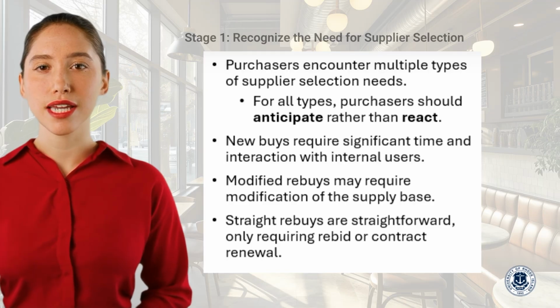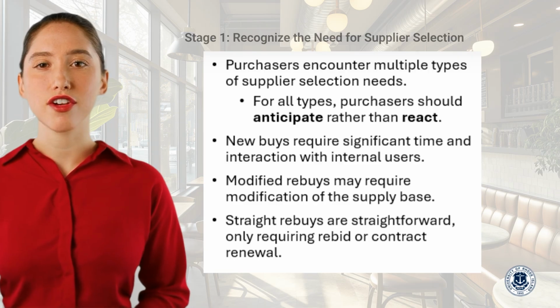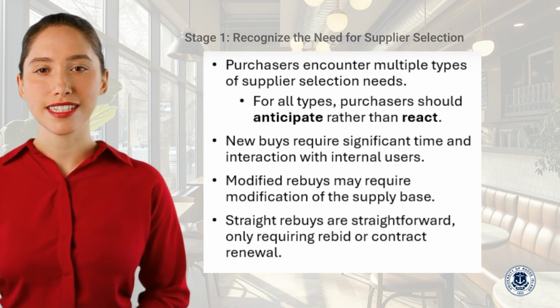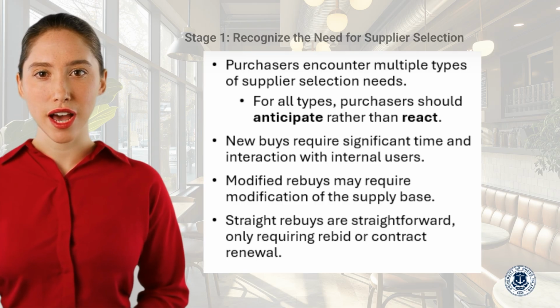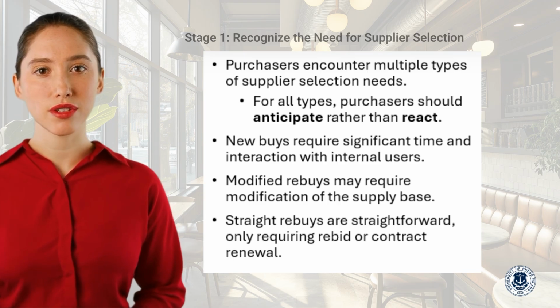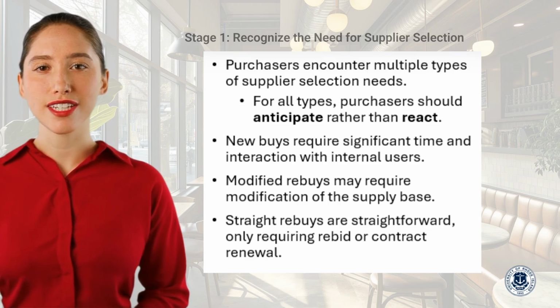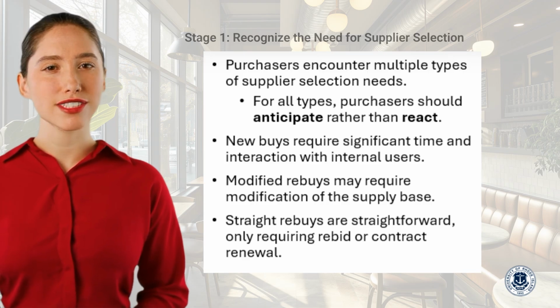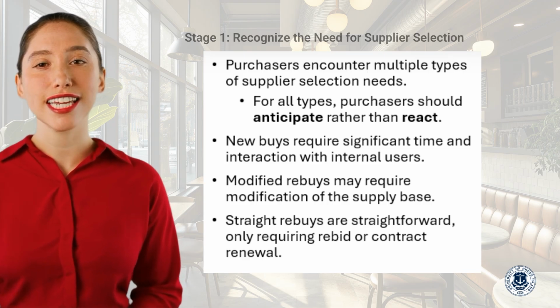Supplier selection begins when an organization recognizes a sourcing need. This could involve a new buy, which requires significant analysis and interaction with internal stakeholders, a modified rebuy, where changes to the existing supply base are needed, or a straight rebuy, which may only require contract renewal or rebidding. A key takeaway here is that effective purchasing organizations anticipate needs rather than react to problems. Proactive sourcing reduces disruption and improves outcomes.